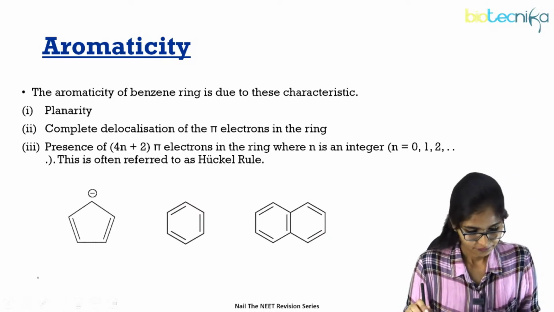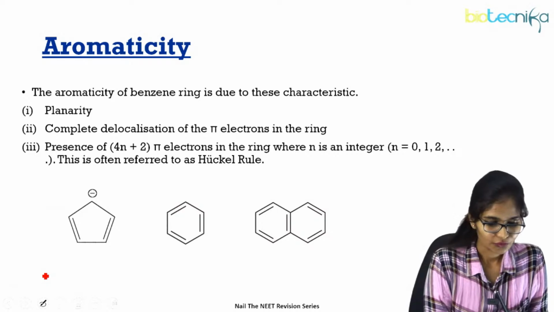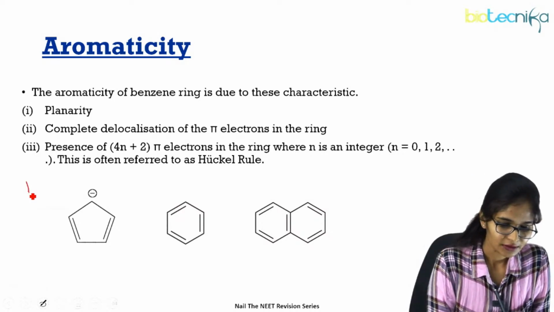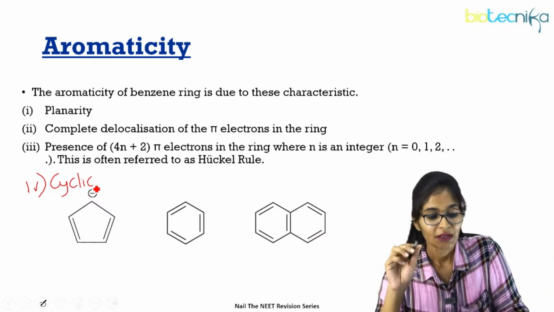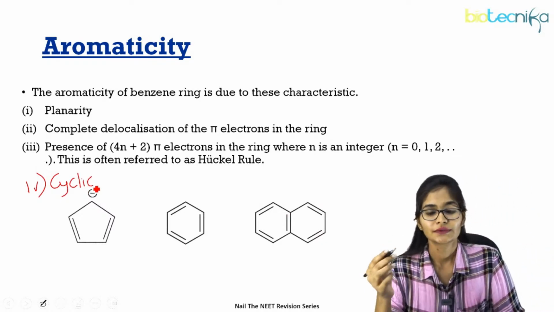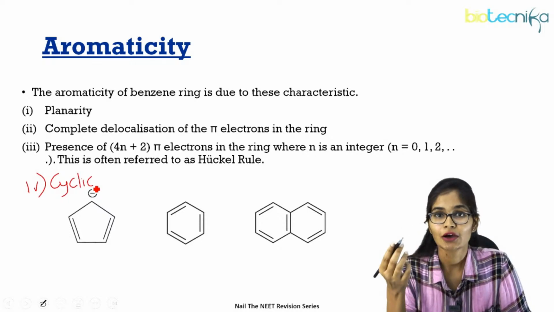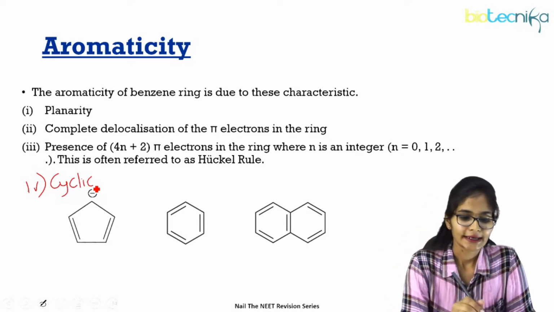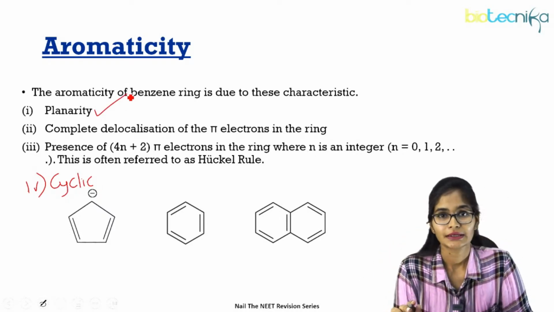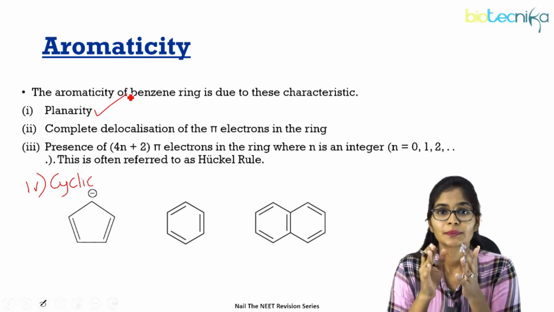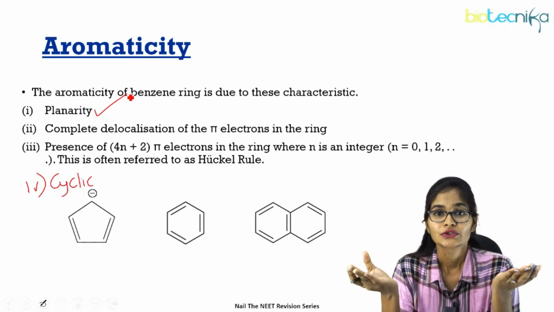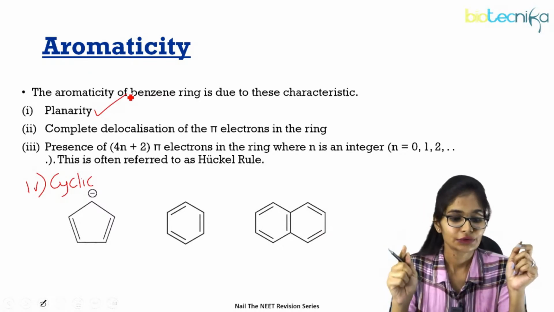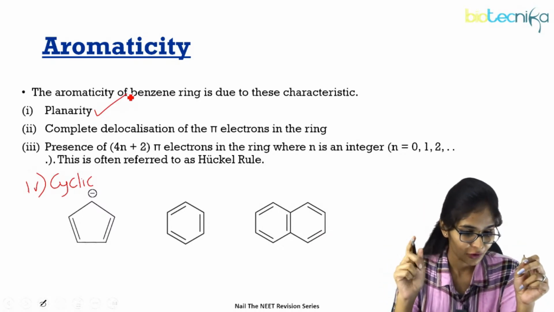The first criterion: it has to be a cyclic compound. Then only we can say it can exhibit the aromaticity property. Secondly, it should show planarity. So the molecule has to be planar. Suppose you consider benzene, it is a flat molecule. So it has to be a flat molecule in order to show the aromaticity property.